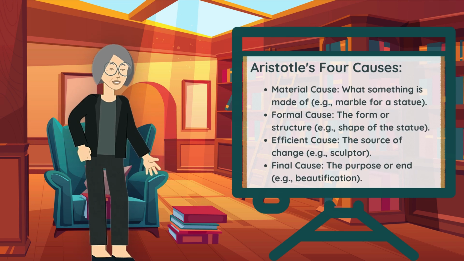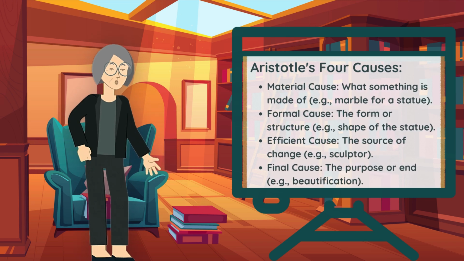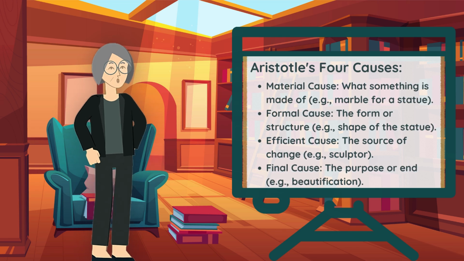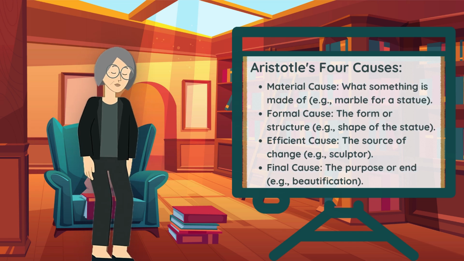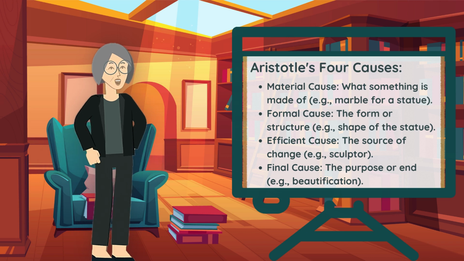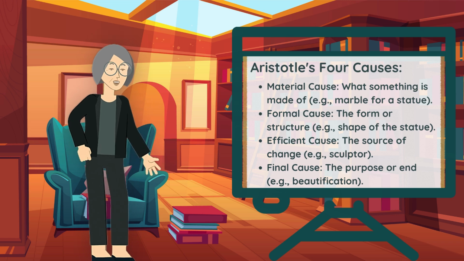To further explain his view, Aristotle introduced the idea of the four causes. These are four different ways to explain why a substance exists as it does. Let's break them down with an example. Let's say, a marble statue of a person. Firstly, material cause. This is what something is made of. For our statue, the material cause is the marble itself.